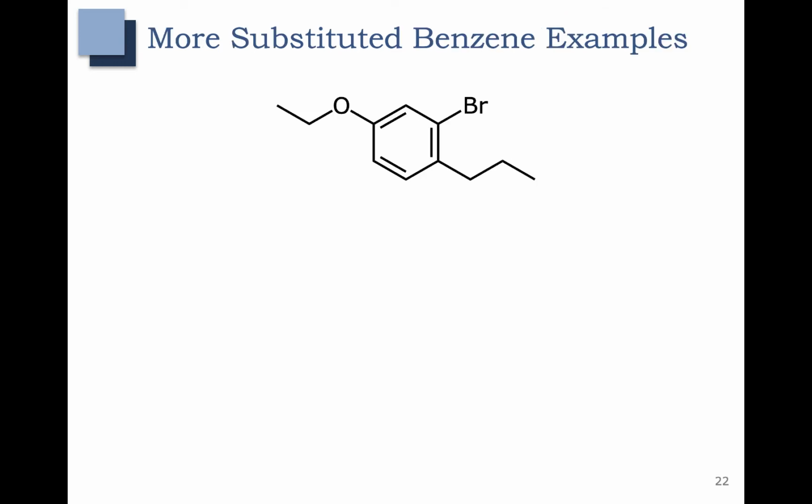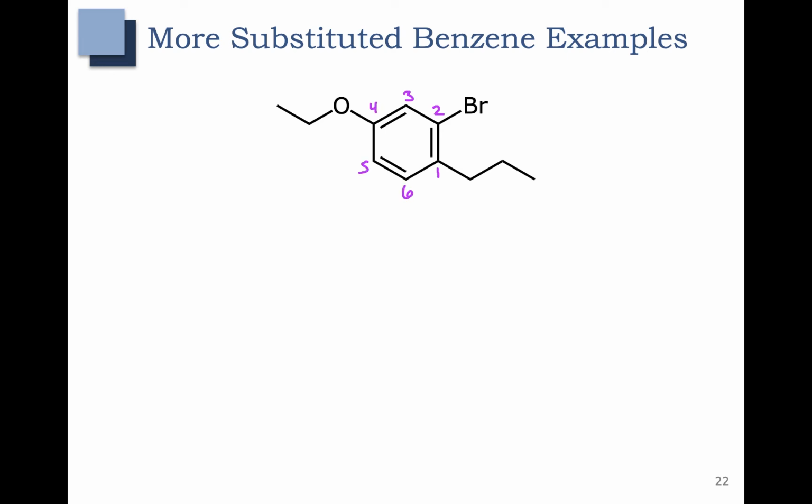If you have more than 2 groups on a benzene, you can no longer use ortho, meta, and para. We have to just use numbering. So let's take a look at this example here. None of these groups are particularly significant, so we just want to number to give lowest possible numbers. If we start here, we have a group at 1, 3, and 4. It's better to do 1, 2, 4, because 1, 2, 4 gives us lower numbers than 1, 3, 4. So that means we're going to start at the propyl group.